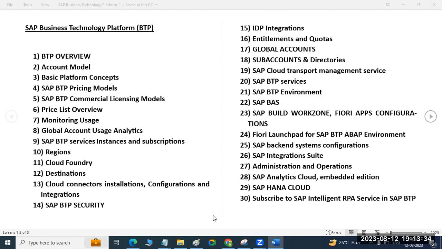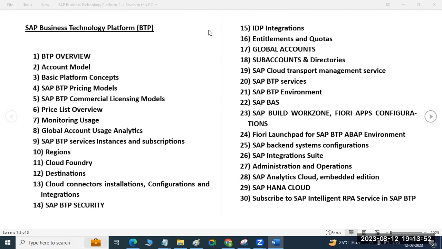How to push the roles from your SAP GRC, SAP ECC or SAP HR systems to your cloud environment, that will be covered. The entire SSO configuration and everything will be covered here. Thank you very much. Great.